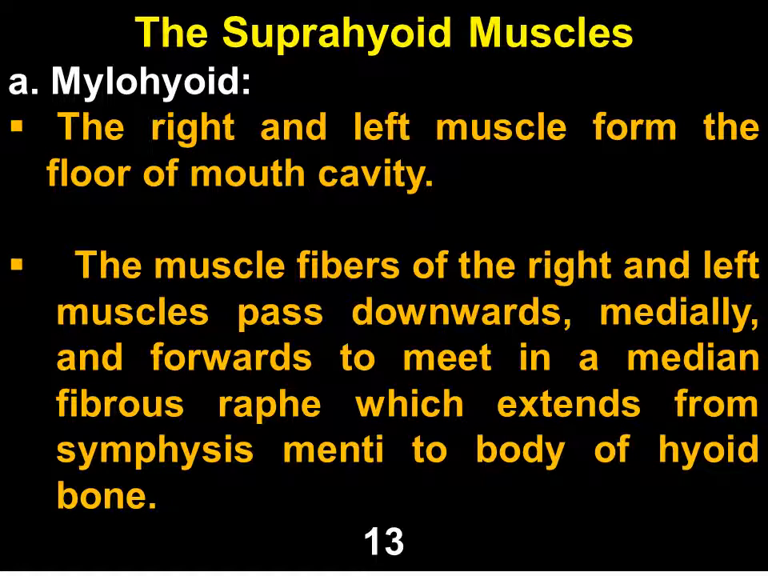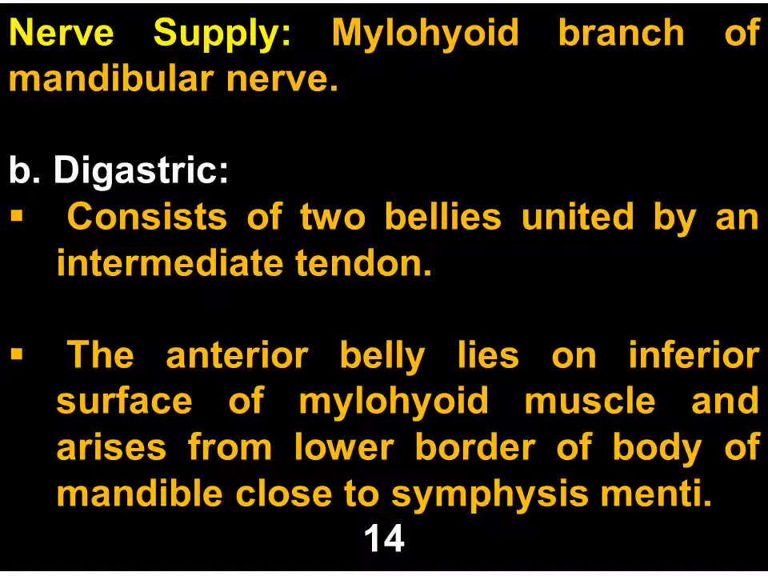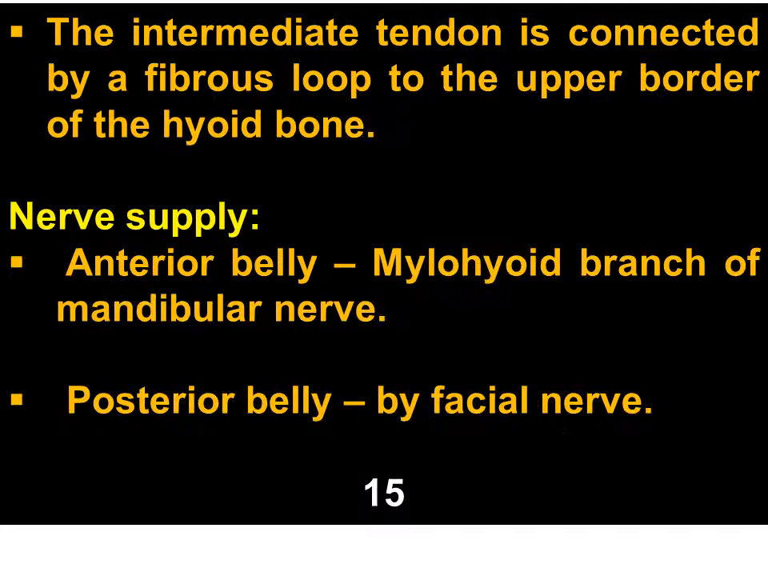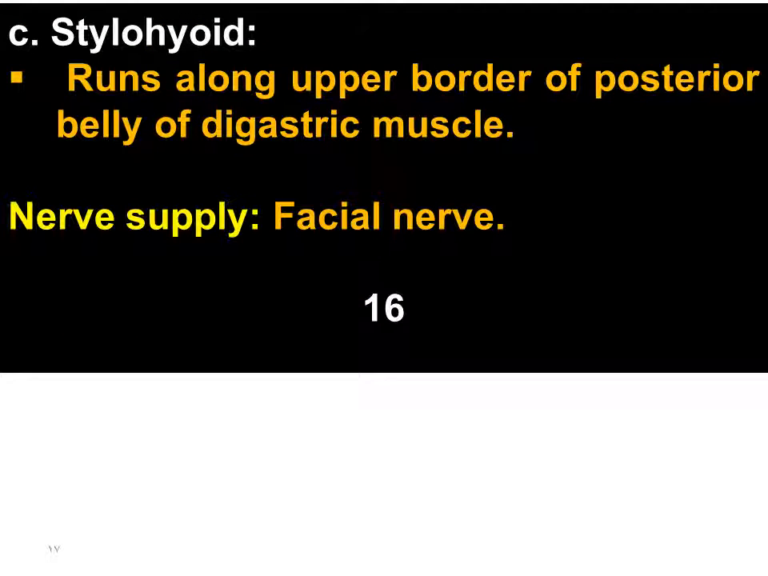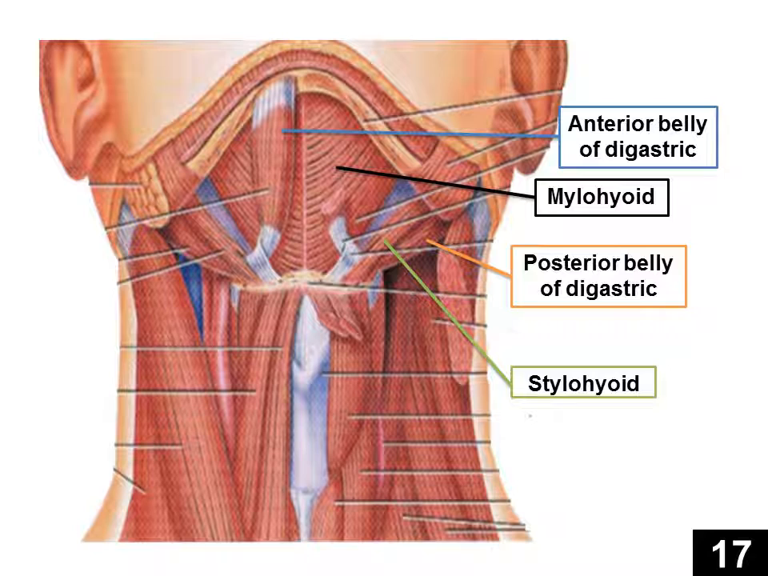Now let's go to the suprahyoid muscles. These muscles lie above the hyoid bone. خلينا نشوف الصورة. Digastric. هلا نجي على أول شيء السوبراهايد muscles. السوبراهايد muscles بهالدايجرام there are 3 out of the 4. We have the mylohyoid, we have the digastric anterior and posterior belly, and we have the stylohyoid.